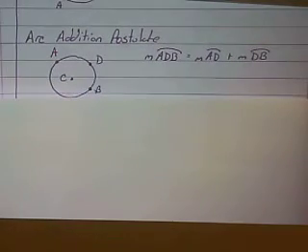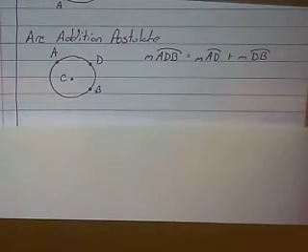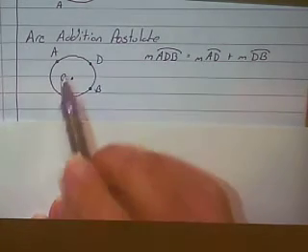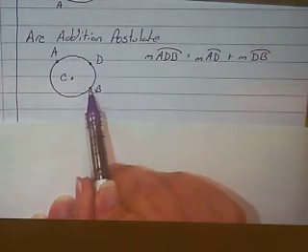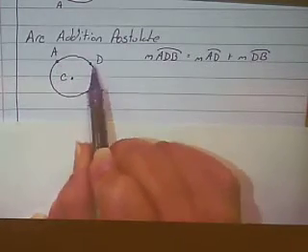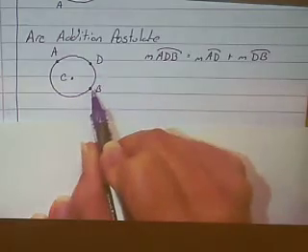Like the segment addition postulate, we have the arc addition postulate. What it says is that the measure of arc ADB is equal to the measure of arc AD plus arc DB.